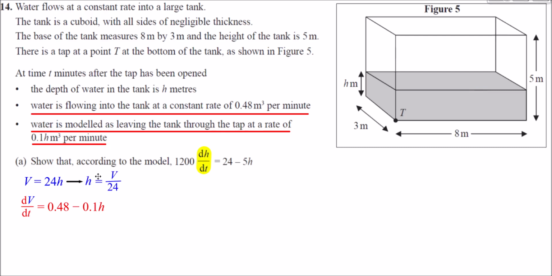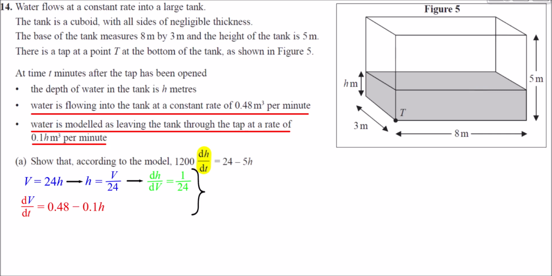If I differentiate h with respect to v, then dh by dv will just become 1 over 24. The v will vanish. So now I've got dv over dt and dh by dv. By some combination, I can take these, multiply them together, and end up with dh by dt.